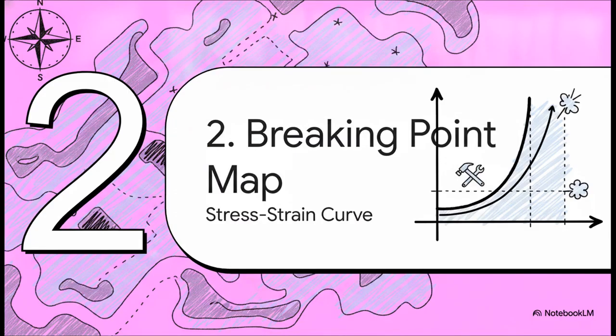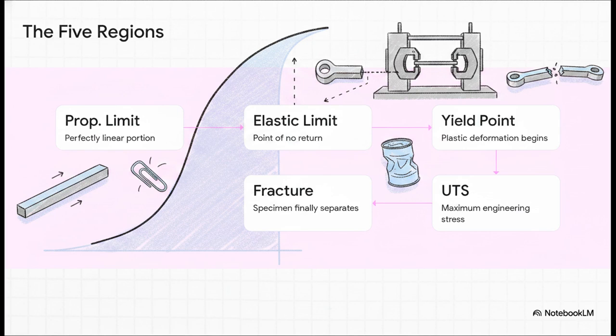Moving on to Section 2, mapping the breaking point, reading the stress-strain curve. All right, now that we know our forces, we need a map. And this curve is generated by a standardized test, like the ASTM E8 tensile test, where a machine literally pulls a piece of metal apart. As the tension builds, the material travels through 5 distinct regions. First, the proportional limit, where stress and strain rise together in a perfectly straight line.